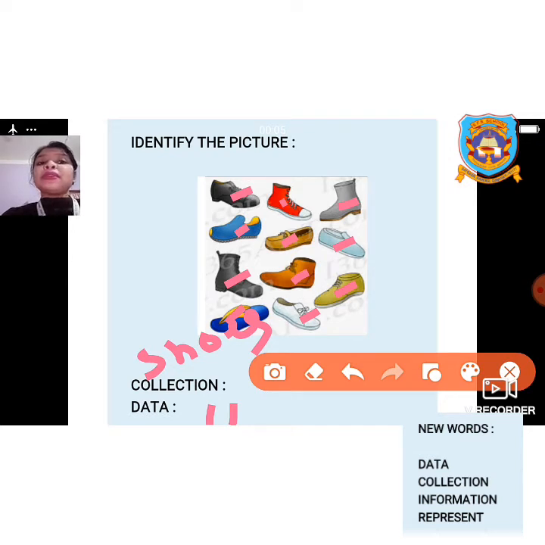There may be difference in the color, the sizes may be different, but all are the collection of shoes. Okay, now if I bring a bag and keep it in the picture, then it will no longer be a collection of shoes because a bag is not a shoe, a bag is a different object. So in a collection it should have similar type of objects.